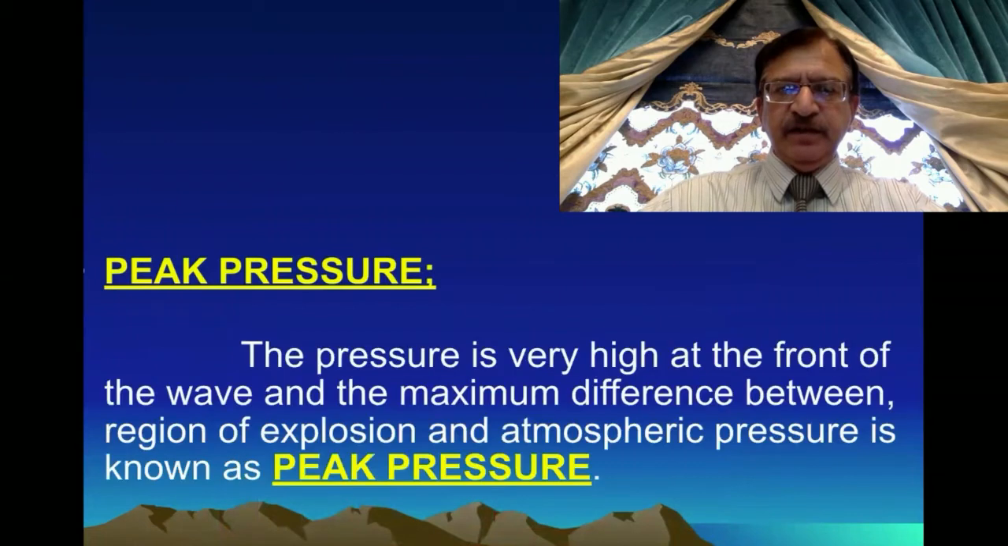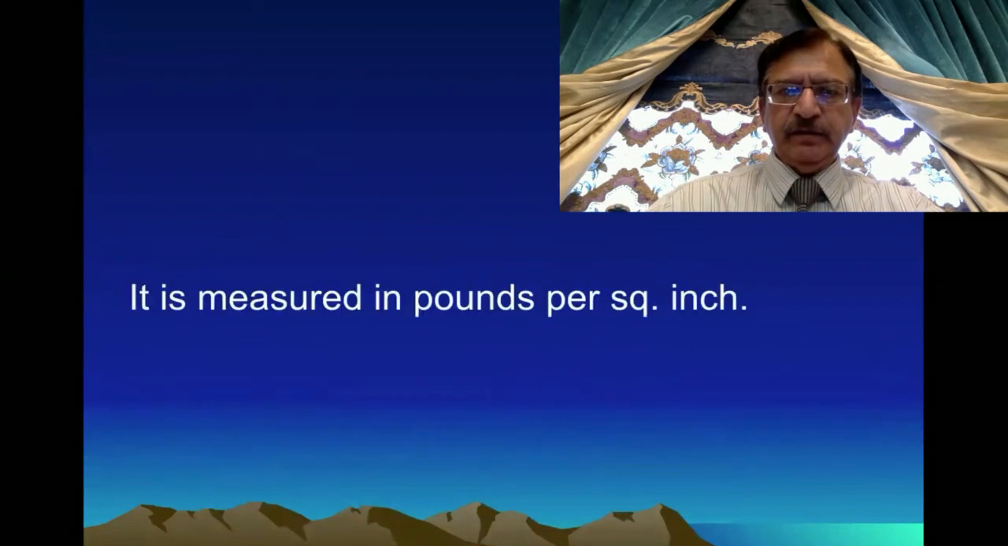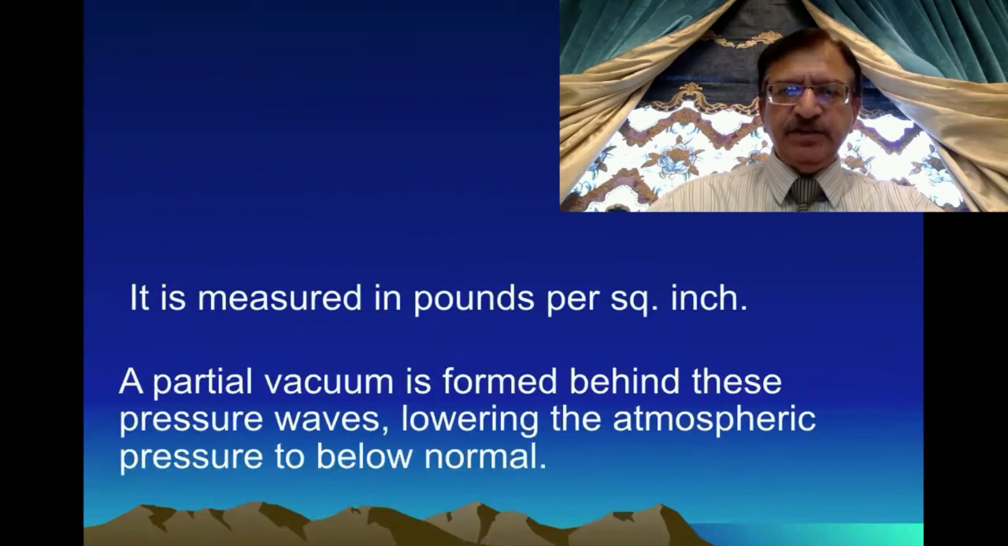The peak pressure is the very high pressure at the front of the wave, and the maximum difference between the region of explosion and the atmospheric pressure is known as peak pressure. So the difference of normal atmospheric pressure to the highest maximum pressure attained in an explosion is called peak pressure, and it is measured in pounds per square inch.